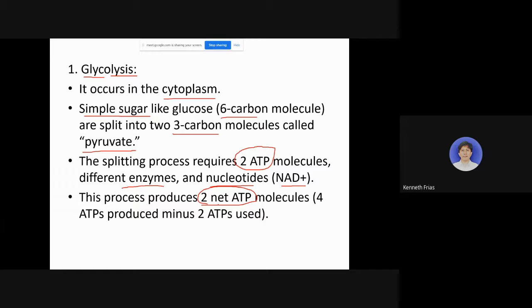So when you say net ATPs, you have to deduct the ones that you have used, because when you compute for the gross ATP or the total ATPs produced in glycolysis, it's 4. But you have to subtract the 2 ATPs initially used. So that means glycolysis could produce a total of 2 net ATPs. Now the details we'll discuss on the next slide.